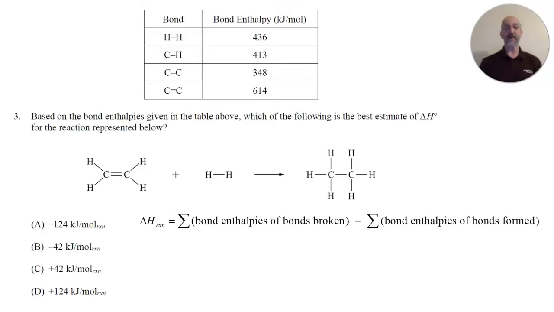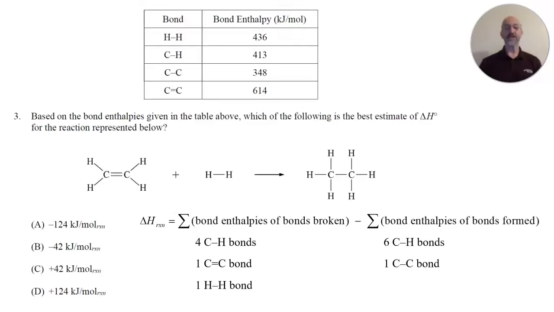So the first thing I notice is that there are 4 carbon-hydrogen bonds in that C2H4 molecule. I also notice that there is a carbon-carbon double bond. And I notice that there is a hydrogen-hydrogen bond. So these are all of the bonds that are broken in the reactant molecules. Moving on to the other side of the equation, there's only one product molecule, and that's C2H6. So I see 6 carbon-hydrogen bonds that are formed, and I see one carbon-carbon single bond that is formed.